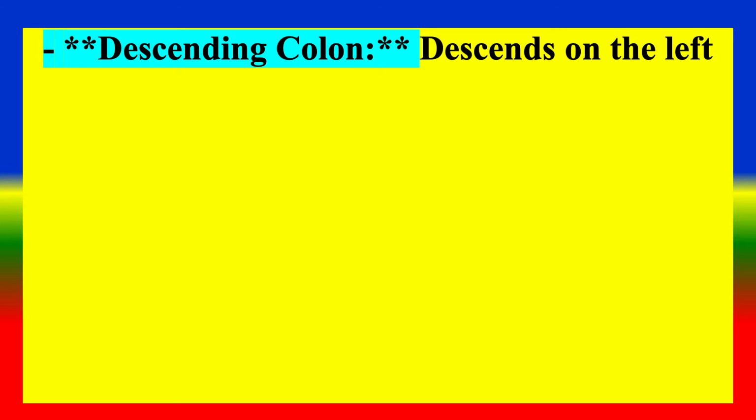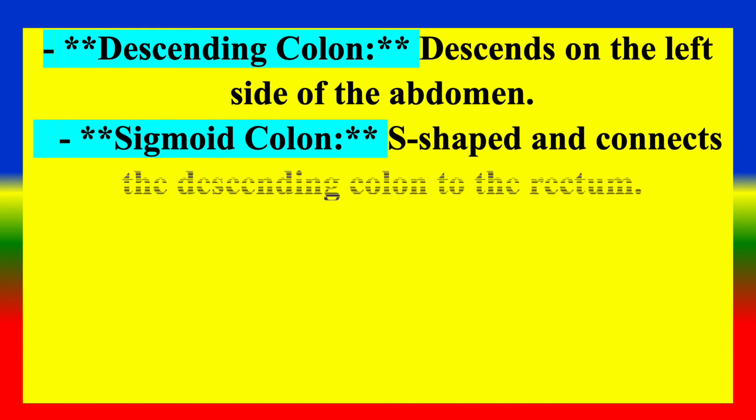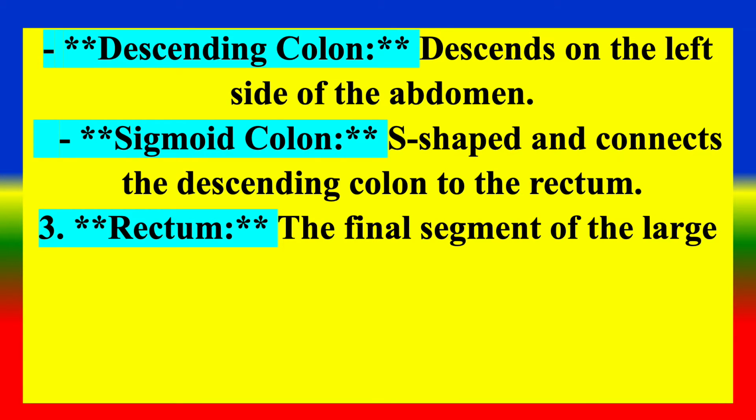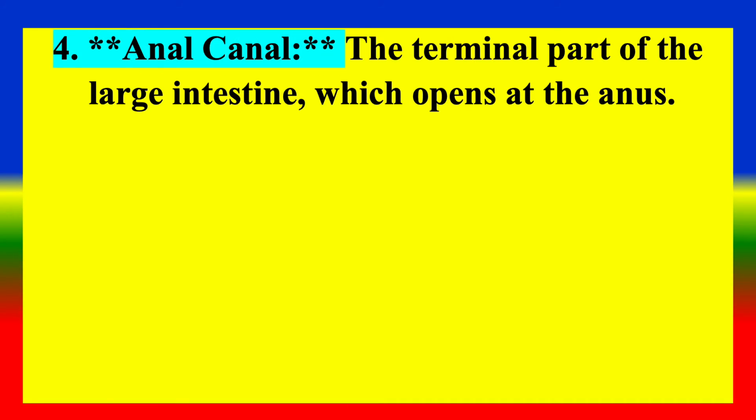Descending colon, descending on the left side of the abdomen. Sigmoid colon, S-shaped, connects the descending colon to the rectum. Three, rectum, the final segment of the large intestine located in the pelvis, leads to the anal canal. Four, anal canal, the terminal part of the large intestine which opens at the anus.